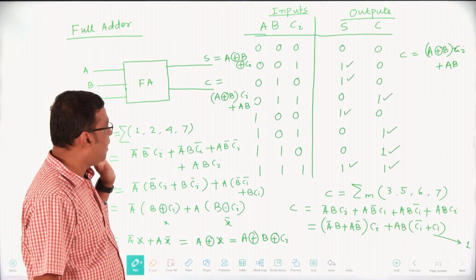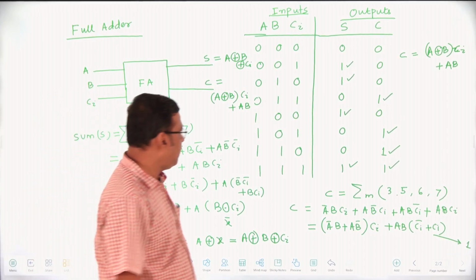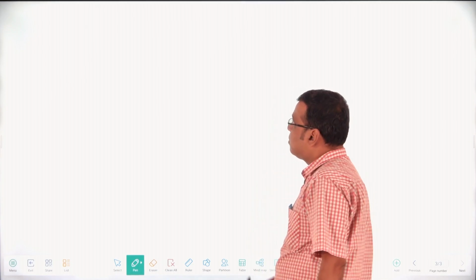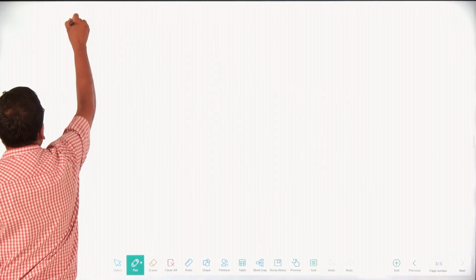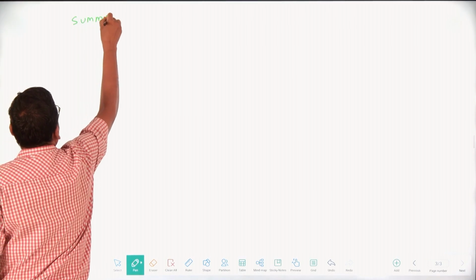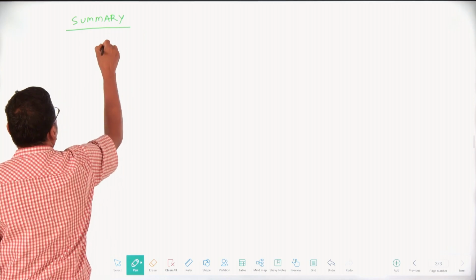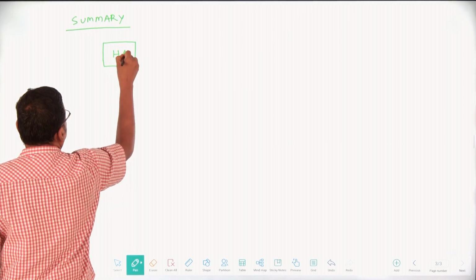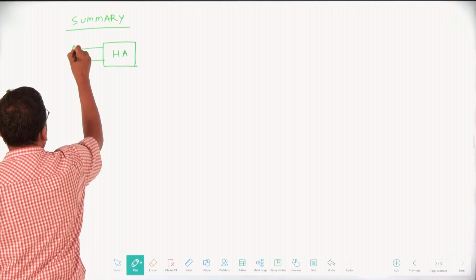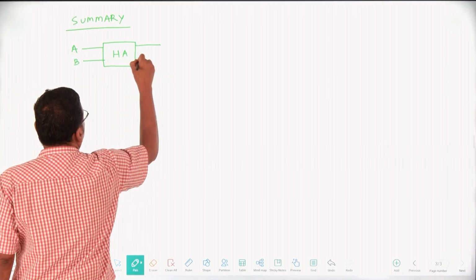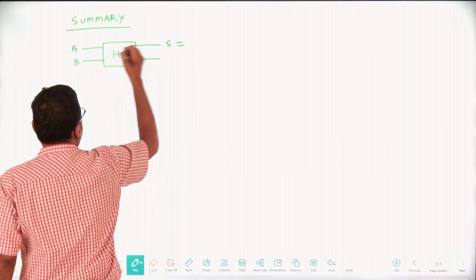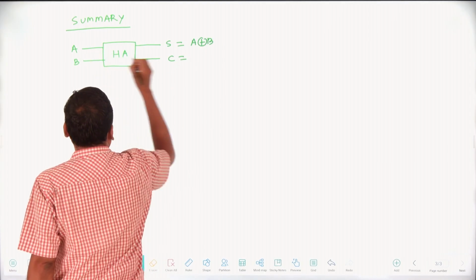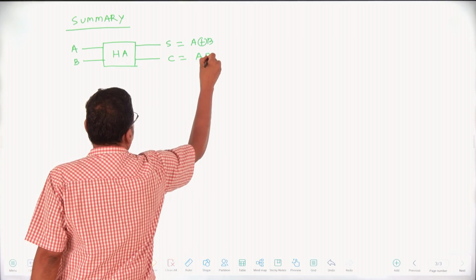So this is all about the expression for the full adder. Then what are the conclusions? In case of half adder, it has two significant bits, A and B, and two outputs: sum equal to A XOR B, and carry, which is nothing but the product of these two, that is AB.